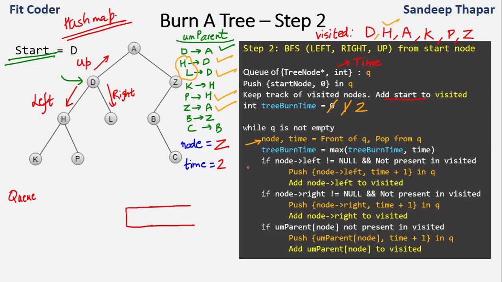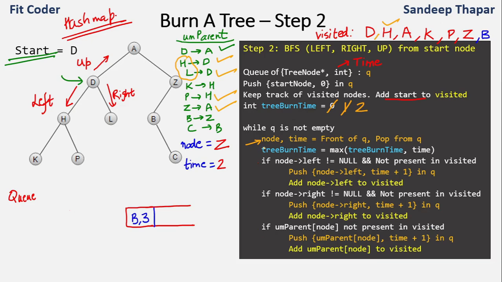We check left of Z, which is B. So we push B, 3 in the queue, and we add B to visited. Then we check right of Z, which is null. And then we check parent of Z, which is A. So A is already visited, so this if condition is false.